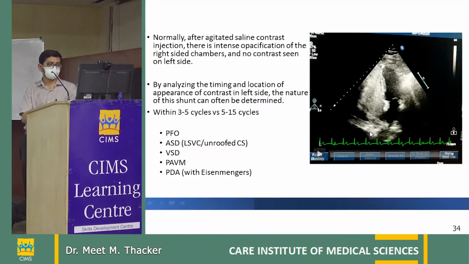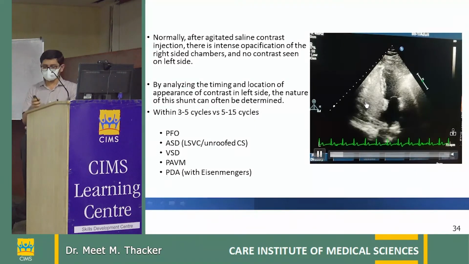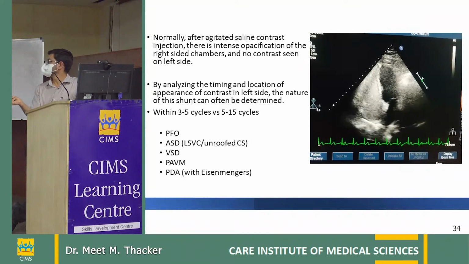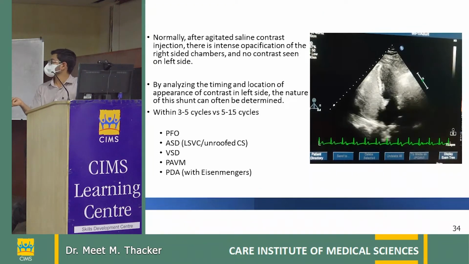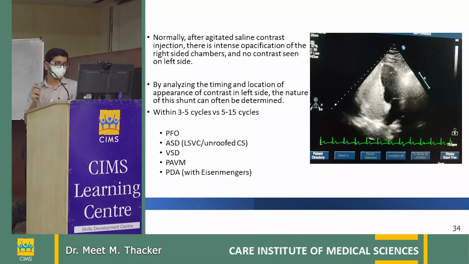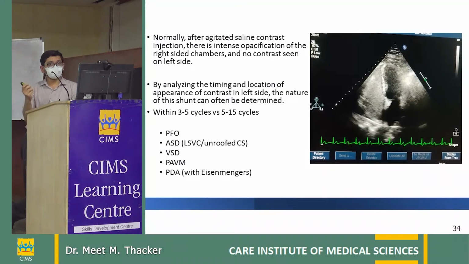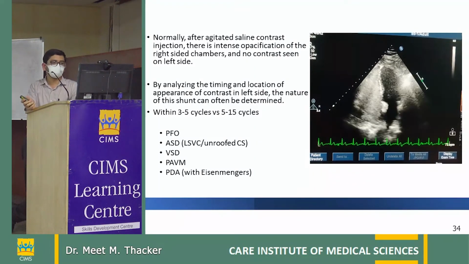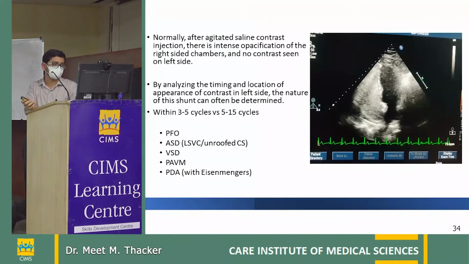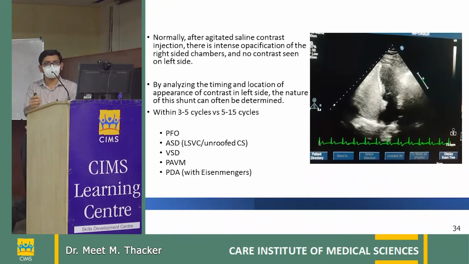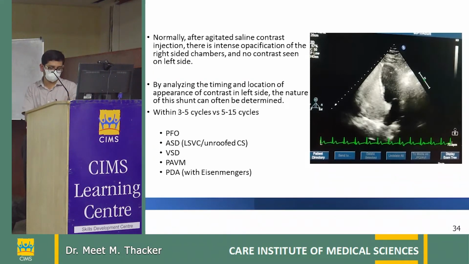This is the normal appearance of the saline contrast. Here you can see intensely opacified RA and RV, but we don't see any appearance of this saline contrast in the left-sided chambers. Within 3 to 5 cycles, if these saline microbubbles appear in the left side, they usually imply PFO or ASD or a VSD. And if it appears after 10 to 15 cardiac cycles, it is usually an extracardiac right to left shunt, which was PAVM in the previous case.